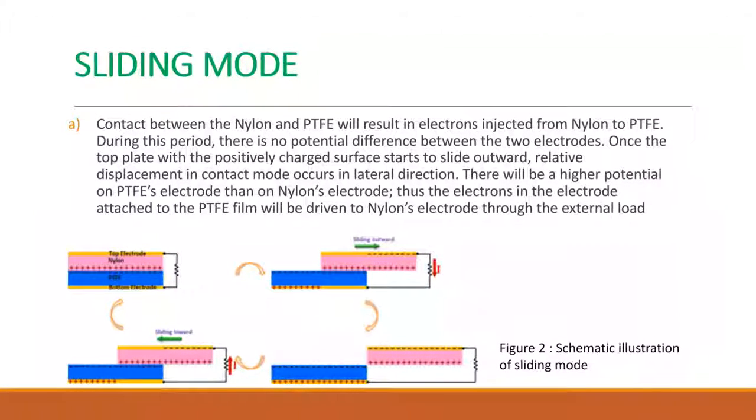Second one is a sliding mode. Sliding mode is basically contact between the nylon and PTFE, which will result in electrons injected from nylon to PTFE. During this period, there is no potential difference between the two electrodes. Once the top plate with the positively charged surface starts to slide outward, relative displacement in contact mode occurs in the lateral direction. There will be a higher potential on PTFE's electrode than on nylon's electrode. Thus, the electrons in the electrode attached to the PTFE film will be driven to the nylon's electrode through the external load.